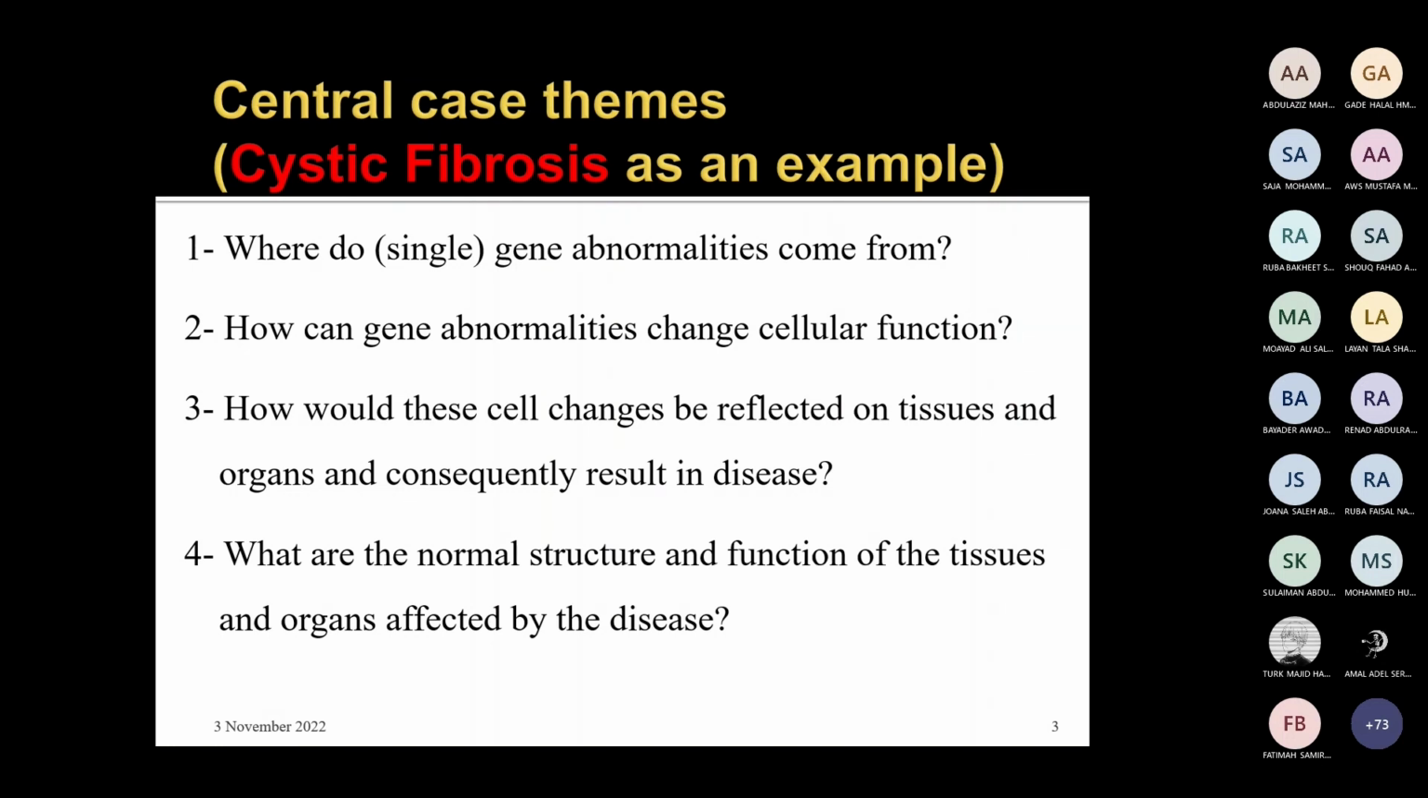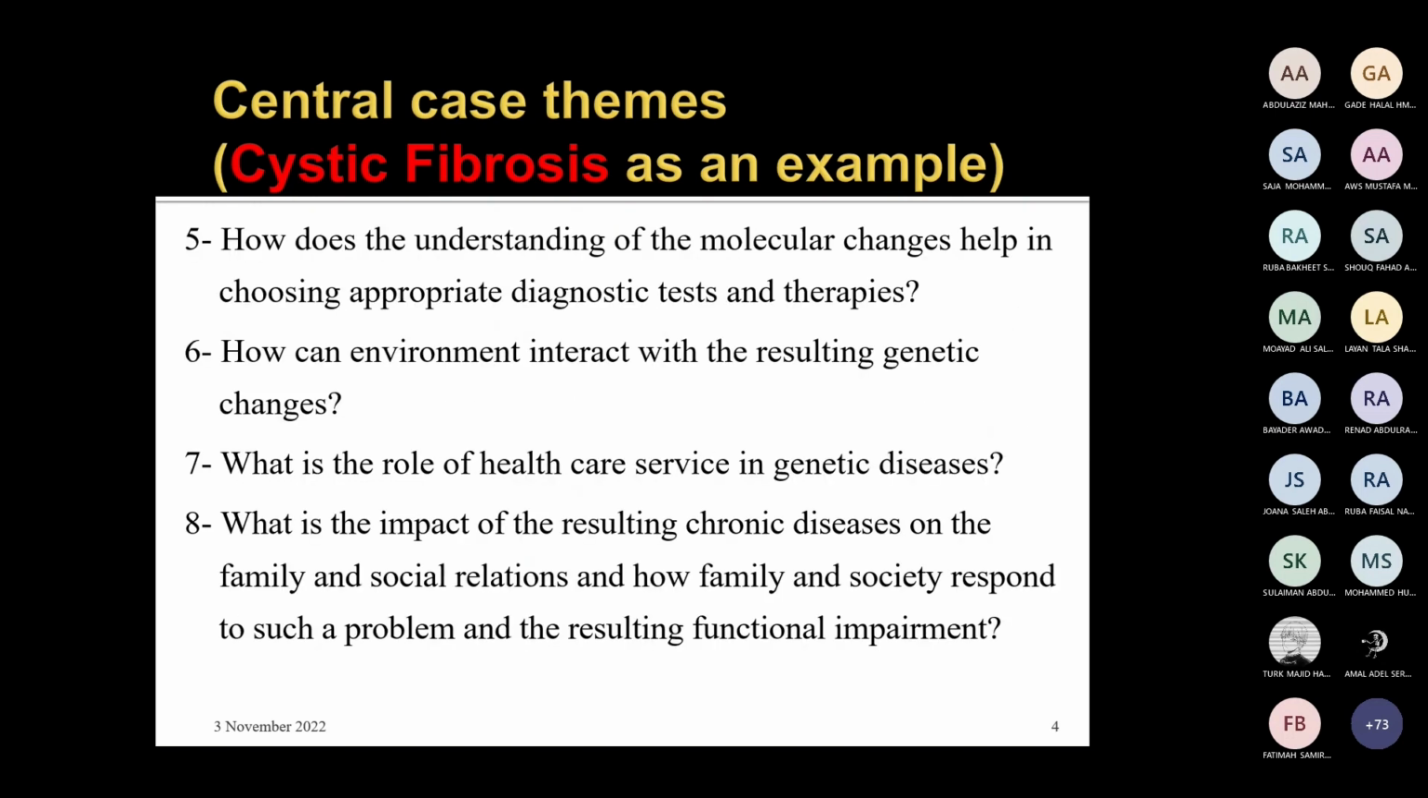How can gene abnormality change cellular functions? How would these cell changes be reflected on tissues and organs, consequently resulting in a disease? And what are the normal structure and function of the tissues and organs affected by the disease? Next questions will be, how does the understanding of the molecular changes help in choosing appropriate diagnostic tests and therapies? How can environment interact with the resulting genetic changes? And what is the role of healthcare services in genetic disease?